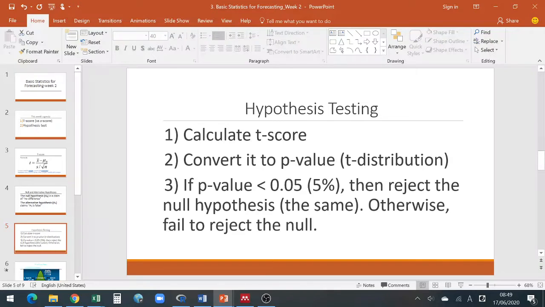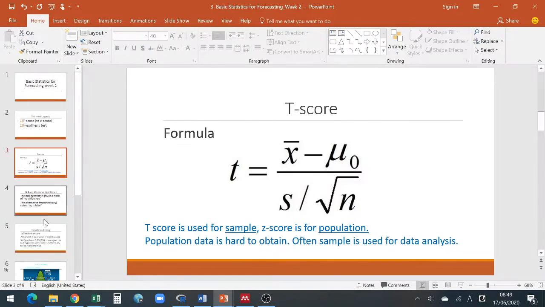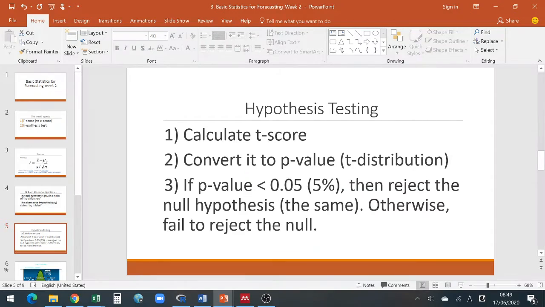This is how we do the hypothesis testing. First we calculate the t-score using this formula. Then using the t-score, we change it to the p-value, which comes from the t distribution, the percentile distribution. Then if the p-value is less than 5%, you need to remember this magic number, 5%, then reject the null hypothesis. The null hypothesis means they are the same, so you reject that they are the same, meaning that they are different. Otherwise, fail to reject the null.